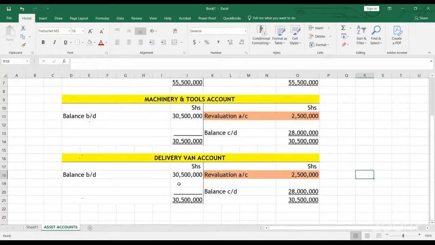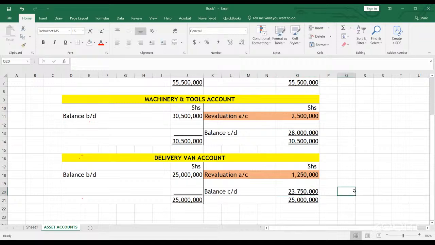How much is the balance brought down for the delivery van? 25 million. It's 25 millions. Revalued to how much? 23.75.